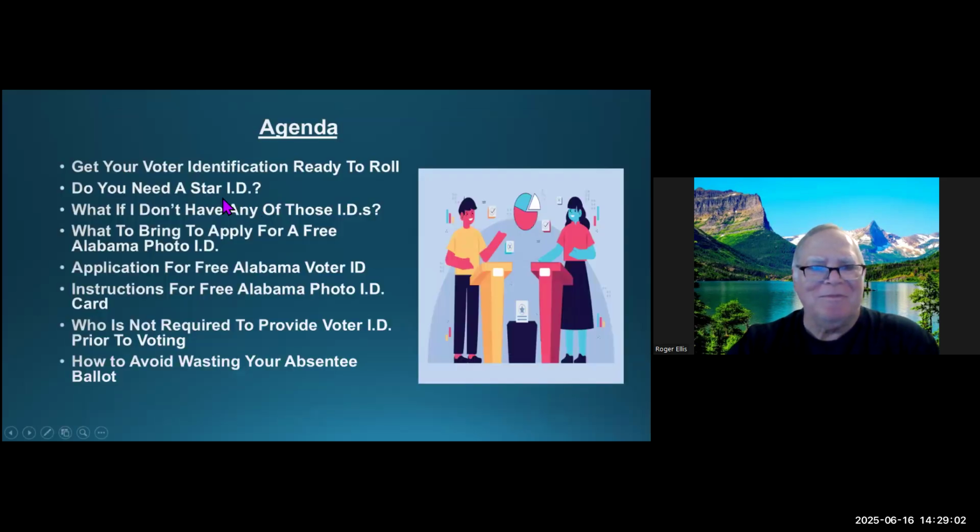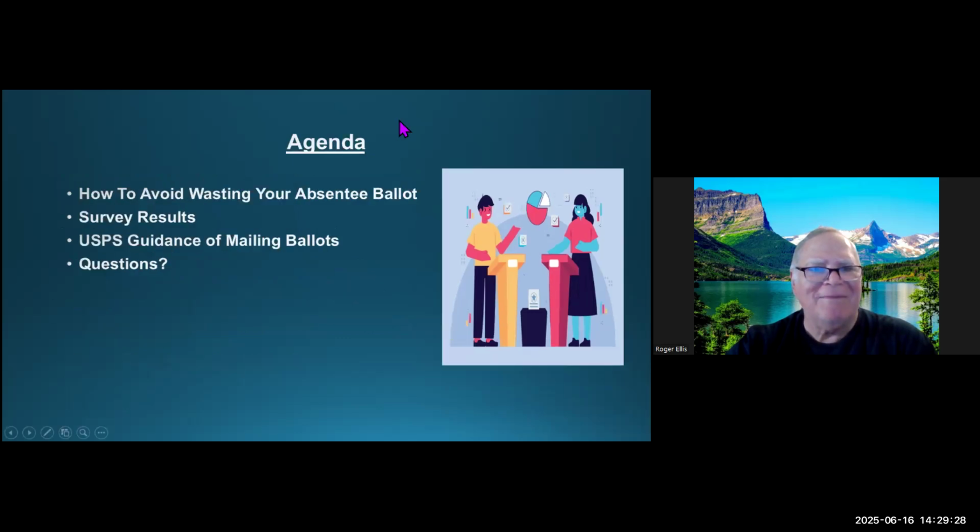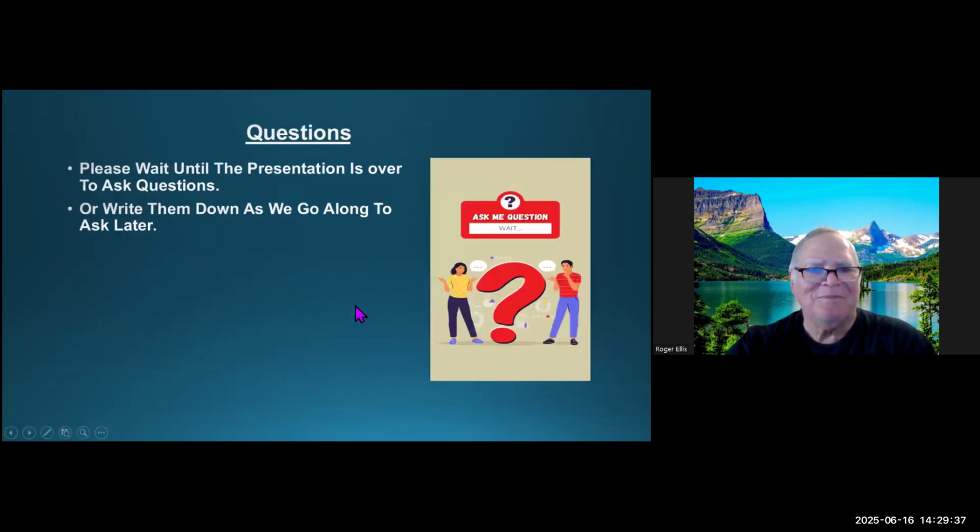The agenda will be talking about getting your voter identification ready to roll. Do you need a STAR ID? What if I don't have any of these IDs? What to bring to apply for a free Alabama voter ID, application for a free Alabama voter ID, instructions for a free Alabama voter ID, who is not required to provide voter ID, how to avoid wasting the absentee ballot, survey results, USPS guidelines for mailing ballots, and questions. And if you can, please wait till the presentation is over to ask questions or write them down as we go along.